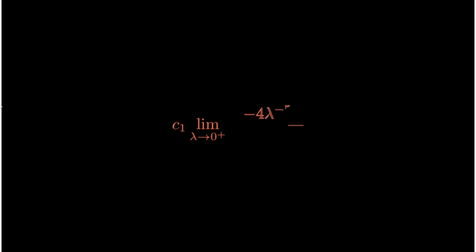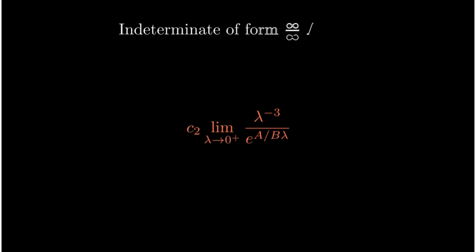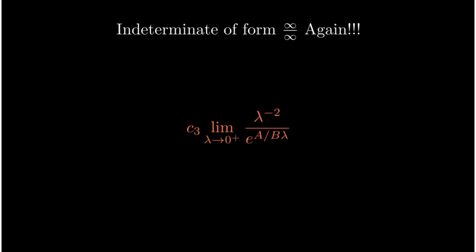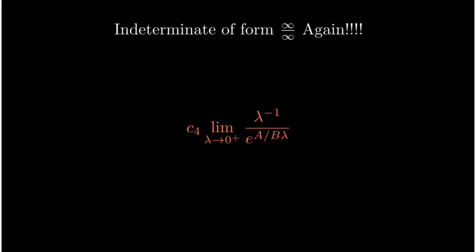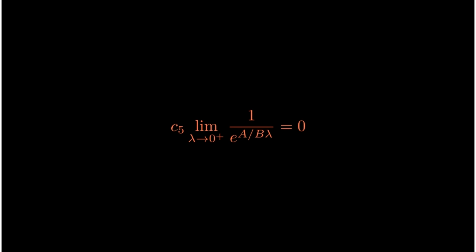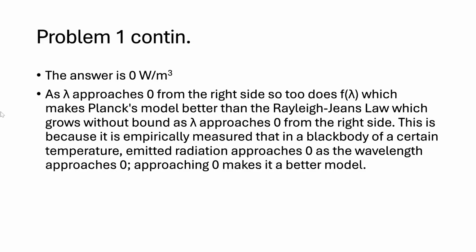Here we'll be applying L'Hopital's rule a little bit faster so we can get through this quickly. Taking the derivative of the numerator and denominator with respect to lambda gives us an indeterminate form, infinity over infinity again. Applying L'Hopital's rule again gives the indeterminate form again. Applying L'Hopital's rule again gives us the same indeterminate form. Applying it one final time gives us a limit which evaluates to 0. And since we know none of these constants divide by 0, the constant times 0 equals 0. The answer is thus 0 watts per meter cubed.